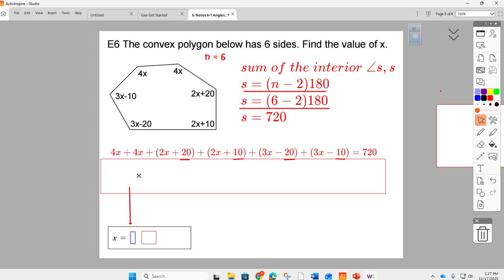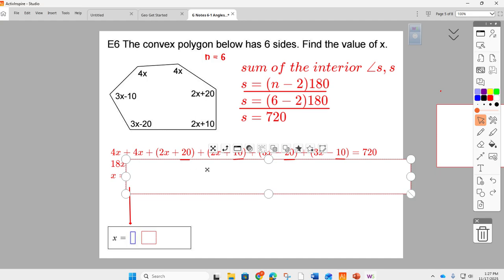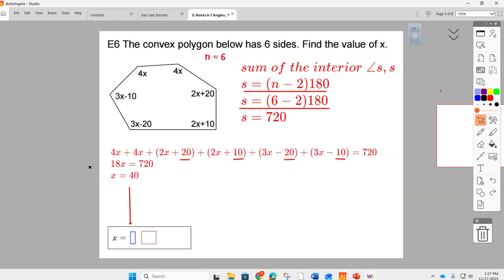We add up all the x's, and when we do that, we get 18x. We add up all the constants, and we actually get 0. 20 minus 20 is 0. 10 minus 10 is 0. Sometimes that won't happen, but it does happen here. So 18 times x equals 720. Divide both sides by 18. And now x is not the number of sides, right? It's not the measure of an angle. It's the value of x in this example.